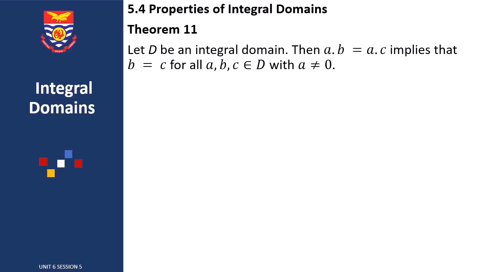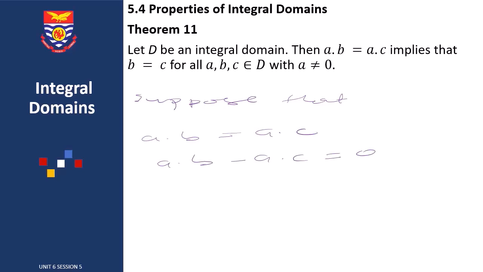So here, suppose that a dot b equals a dot c. Then what do you have? I can have a dot b minus a dot c equals 0, because I'm subtracting a dot c from both sides. And then I can also have, there's a in both parts, so a dot bracket b minus c, I hope you agree with me, equals 0.